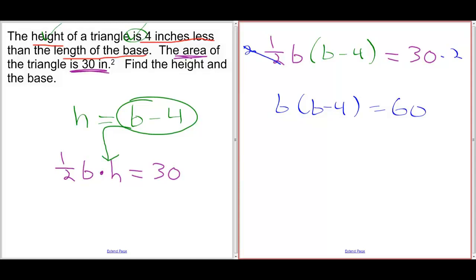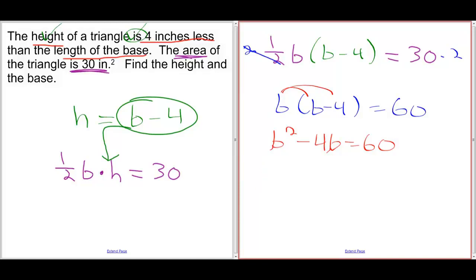You can't start setting factors yet to 0 because you didn't set the whole thing to 0, so you need to distribute actually. And then you're going to need to subtract that 60 after. So b squared minus 4b equals 60. And we subtract the 60, and we have b squared minus 4b minus 60 equals 0. And that red, we're just following the procedures that we know. We spent a lot of time now solving these things, so all you need to do is use what you do know to solve that red.